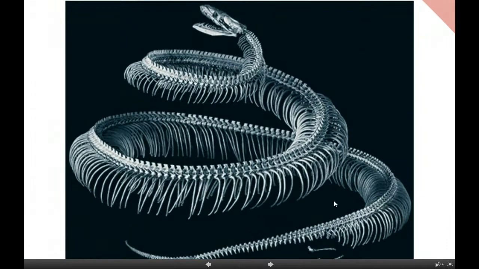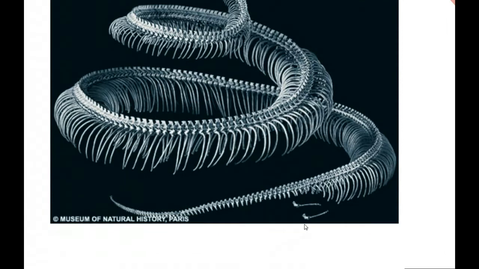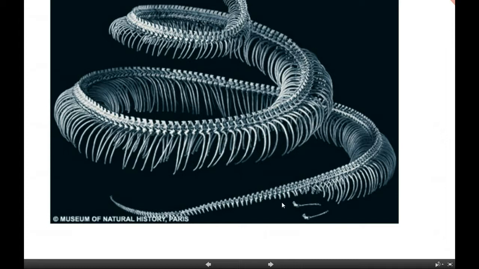Here's a snake skeleton, and if you look down here, we've got 2 leg bones. As you know, snakes don't have legs, but they do have leg bones, which is quite interesting, implying that at one time, their ancestors had legs.